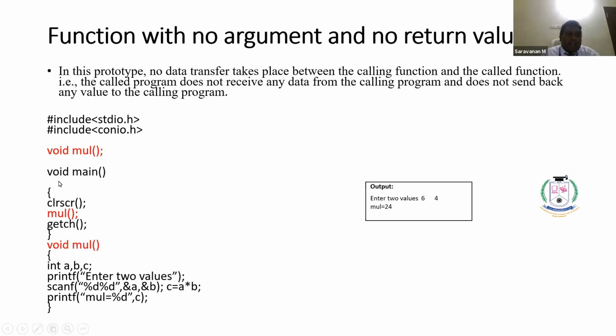I've declared the function here, and the function works out here. When void main runs, when you compile and run the program, the mul function calls that definition. The definition is int a, b, c, print, enter the two values. That is, it's going to print on the black screen, enter two values. Then I'm going to scan it from there, multiply it, and display it here itself.